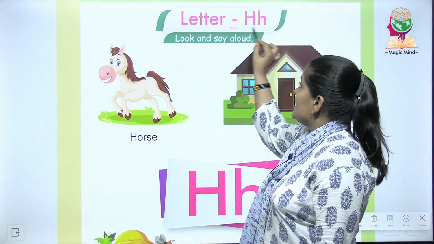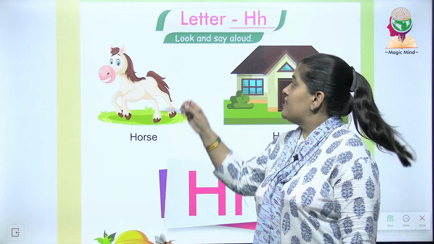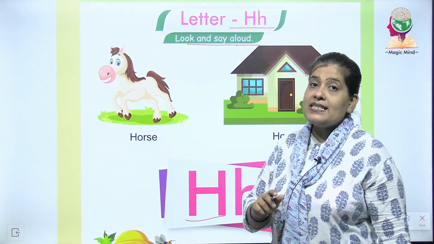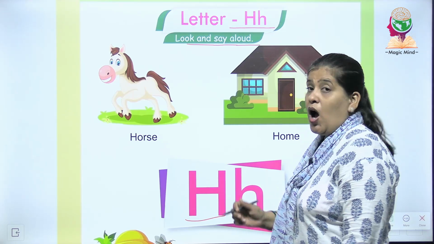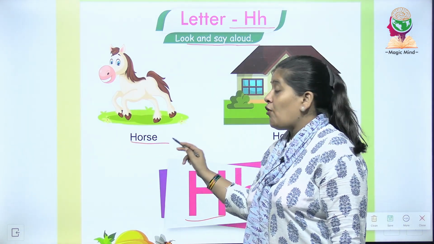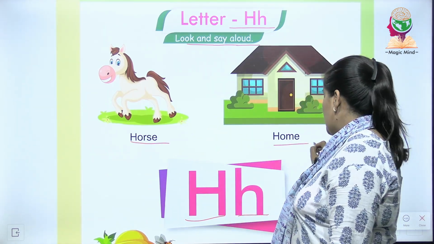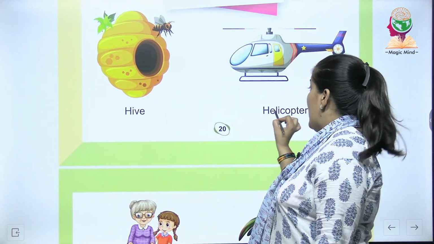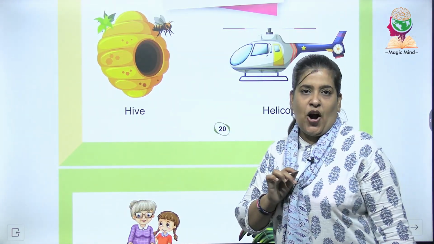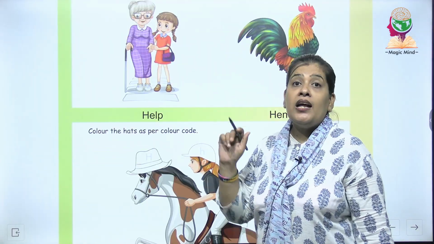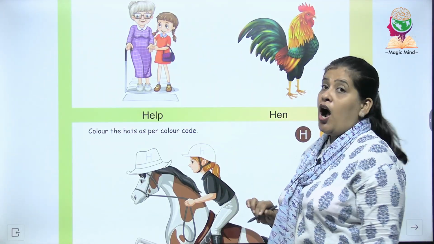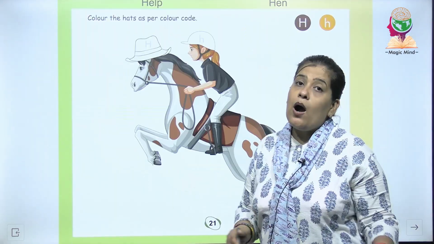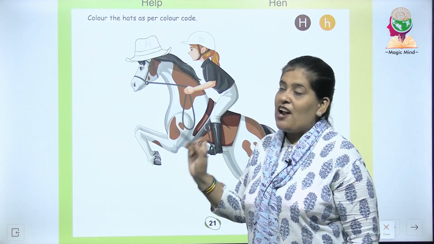Now the next letter is letter H. Look and say aloud. This is capital letter H and this is small letter h. H for horse and H for home. H for hive and H for helicopter. H for hell and H for hen. Hen gives us egg.